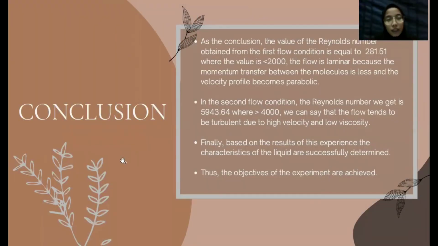As a conclusion, the value of the Reynolds number obtained from the first flow condition is 281.51, where the value is less than 2000. So the flow is laminar because the momentum transfer between the molecules is less and the velocity profile becomes parabolic. In the second flow condition, the Reynolds number we get is 5943.64, where the value is more than 4000. We can say that the flow tends to be turbulent due to high velocity and low viscosity.